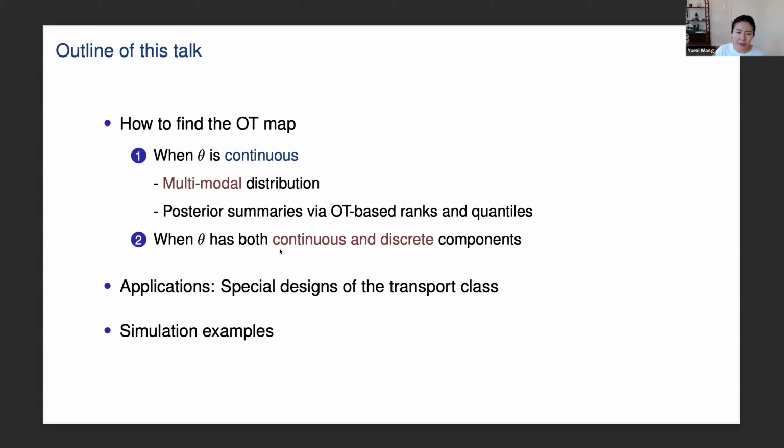And the second scenario is slightly more challenging, when theta has both continuous and discrete components. And this is really common in Bayesian inference. We use latent variables all the time. And we will show this is a slightly more challenging case to find the OT map. And this is the part where this talk will get really technical. And then we will give some special designs of the transform map to further reduce the computational complexities for specific models. And then we wrap up with some simulation examples.